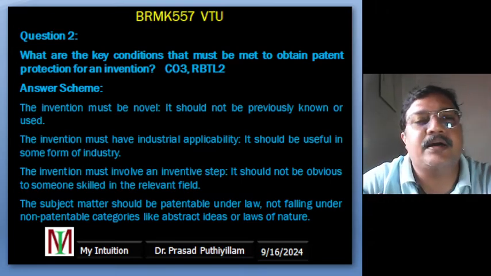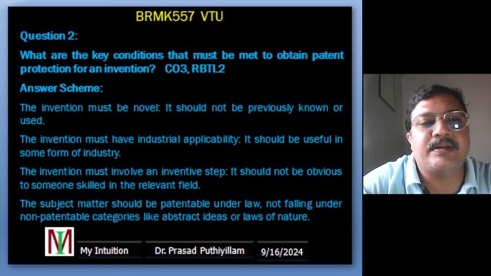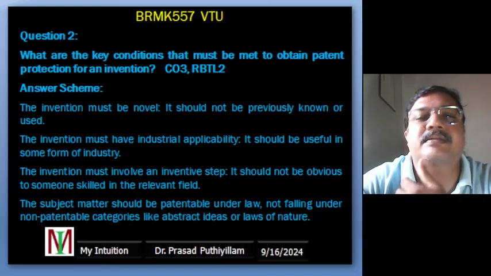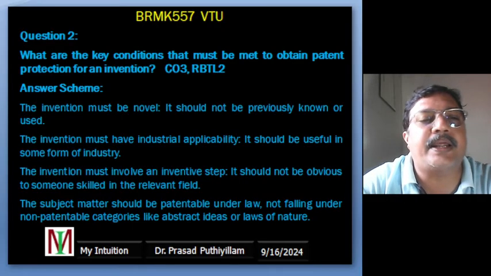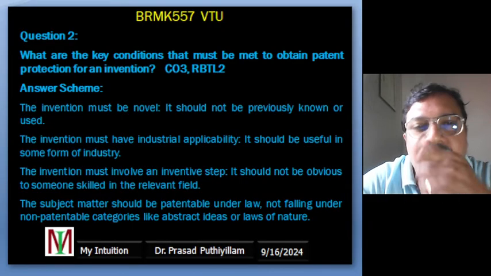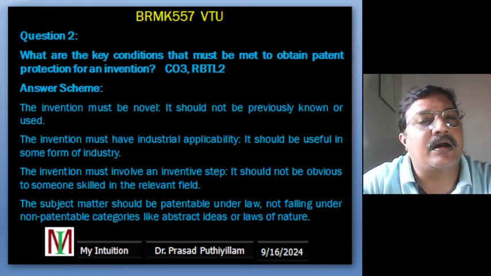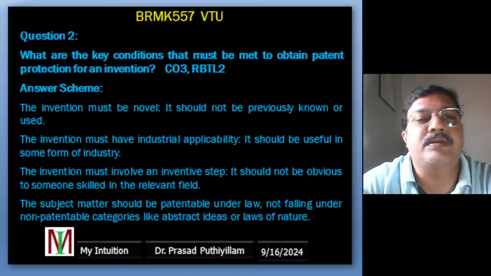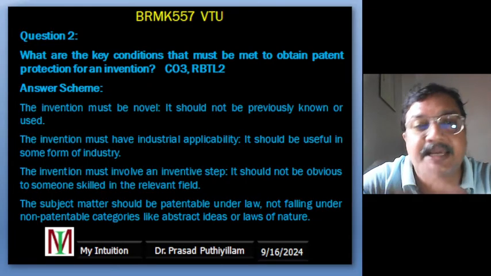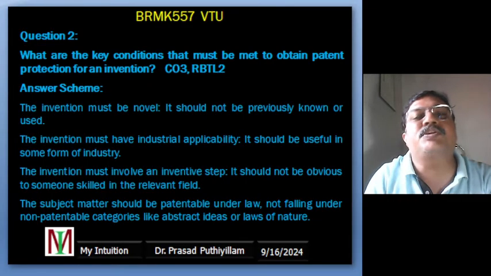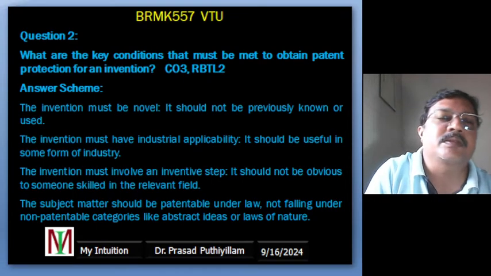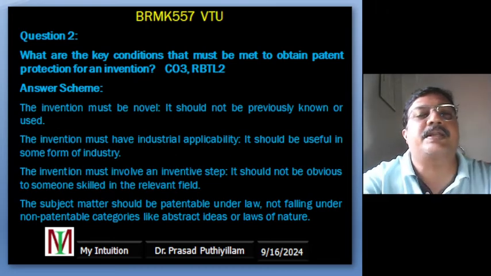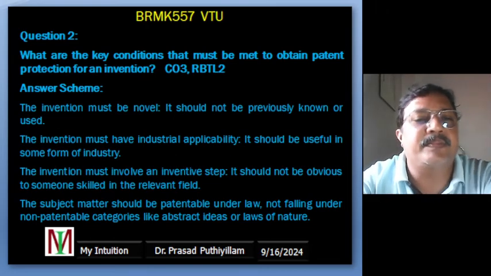If someone discovers a new natural plant which can cure a disease, they cannot patent the plant itself because it's part of nature. However, if they create a new medicine using that plant, the medicine can be patented because it is a new product made by humans. So this means the invention must follow the rules of what can be patented.